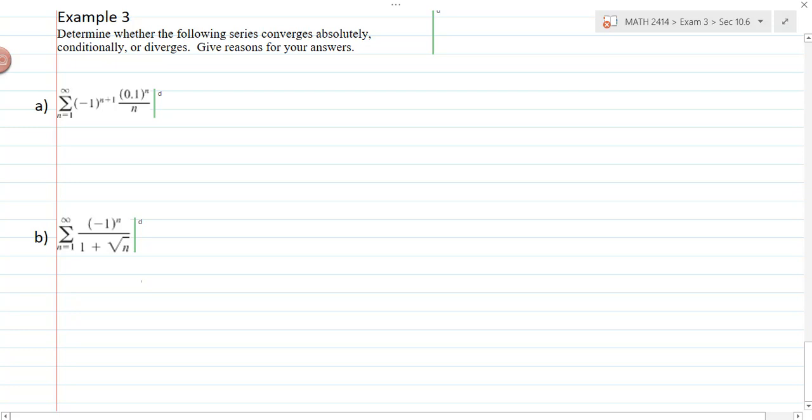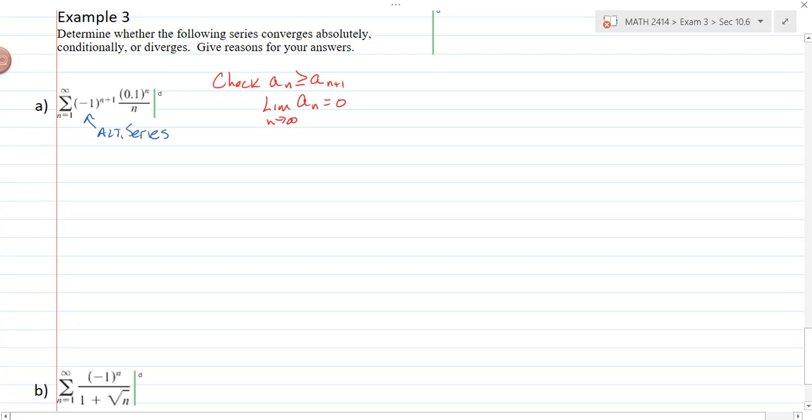In example 3, that's what we're going to look at. We want to determine whether the following series converges absolutely, conditionally, or diverges. So for part A, the first thing you want to notice is that we do have an alternating series. We need to check these conditions. So this is going to be 1/10 raised to the n. It might be a good idea if we rewrite this series so that we can see it like that.